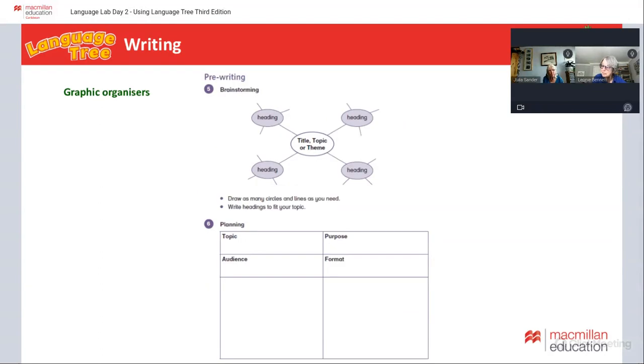Here's an example of the writing. No, I missed that. Sorry. Can we go back to the previous slide?